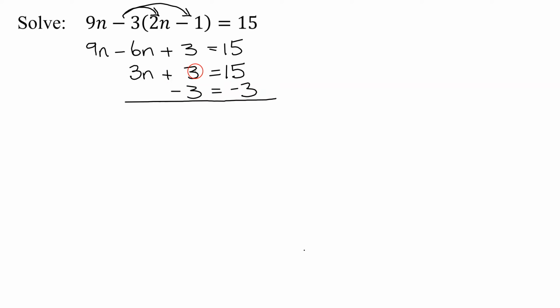The reason I do that is 3 minus 3 is 0. So the only thing left on the left-hand side is 3n. So I get 3n equals 15 minus 3 is 12.